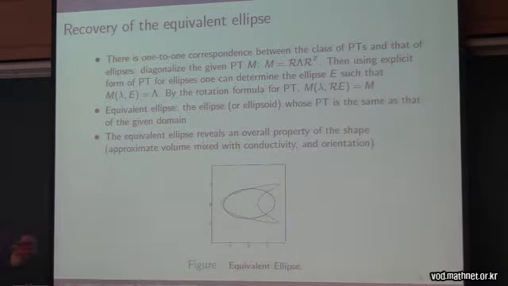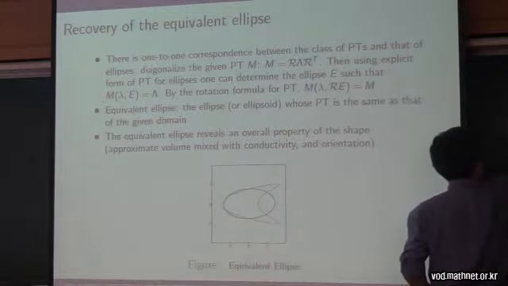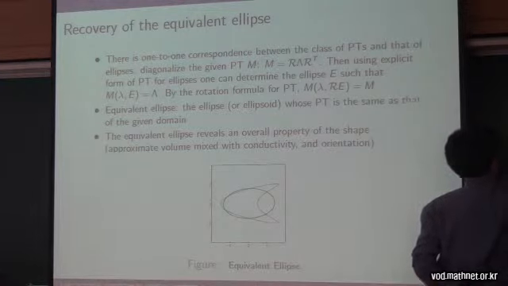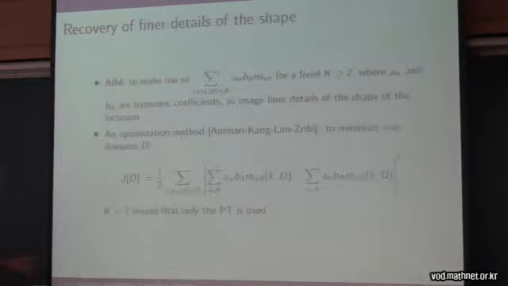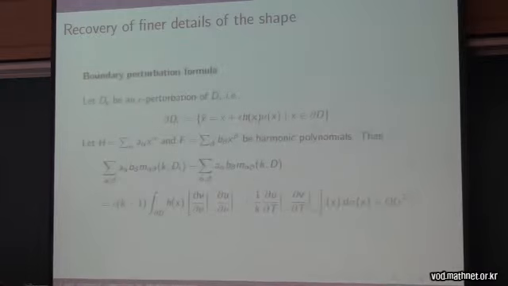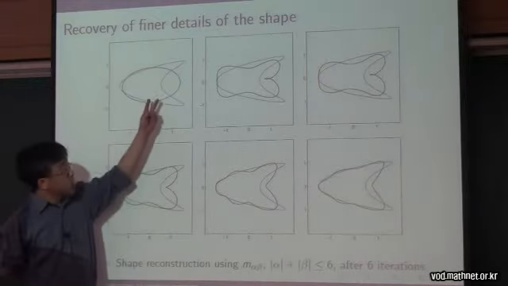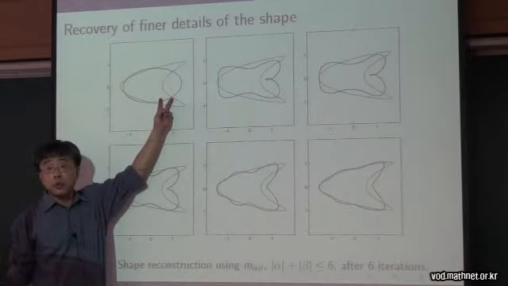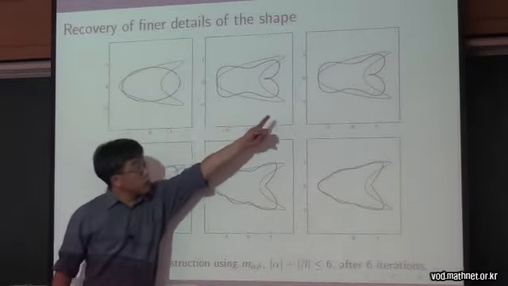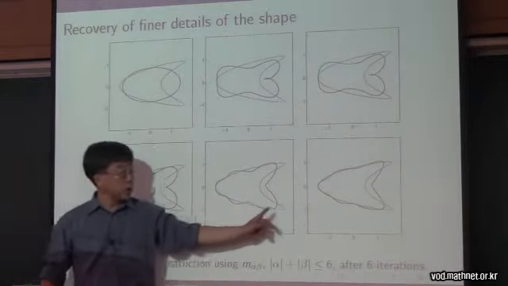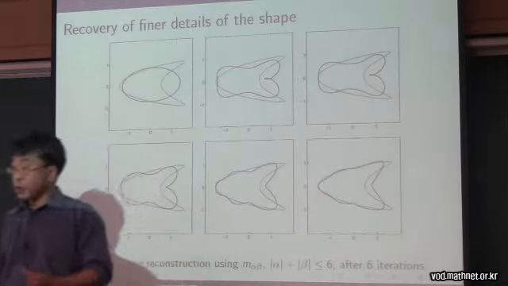Now, how about the higher order ones? So I have the first order polarization tensor, and the second one, and the third one, and so on. And the first one gives us this equivalent ellipse. The second one, this is technical. I'll just show you shapes. Okay, this is the first order polarization tensor. And using six polarization tensors, it is recovering step by step. It is recovering the shape.